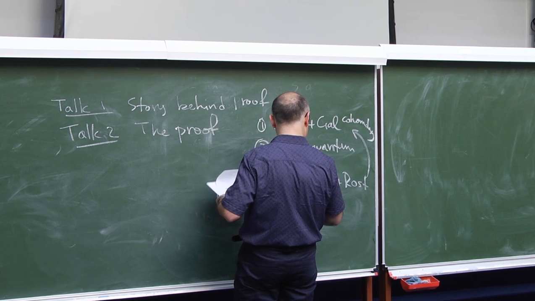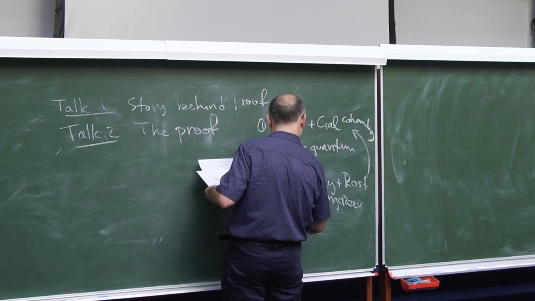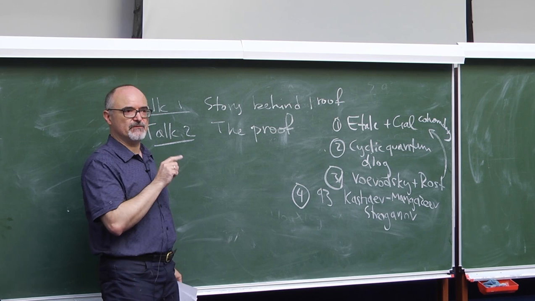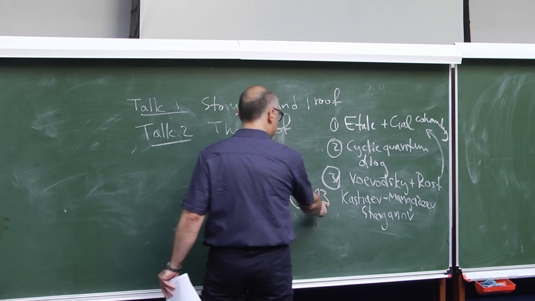Mangazev, Stroganov, which predated the Kashaev invariant by very little, the same time that Nahm formulated his modularity conjecture. So there is an identity in that paper that we're going to use.